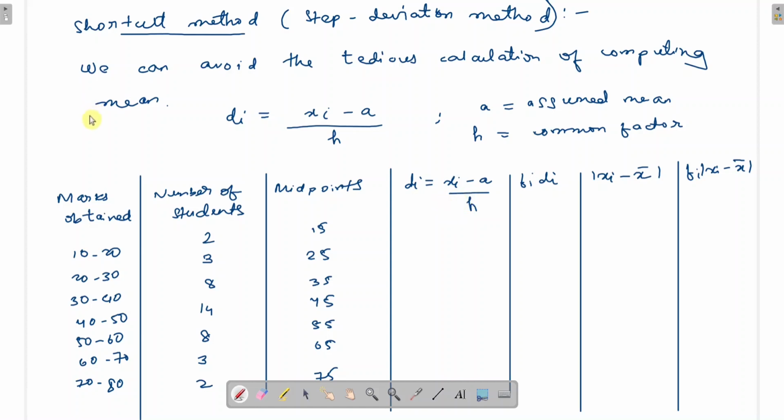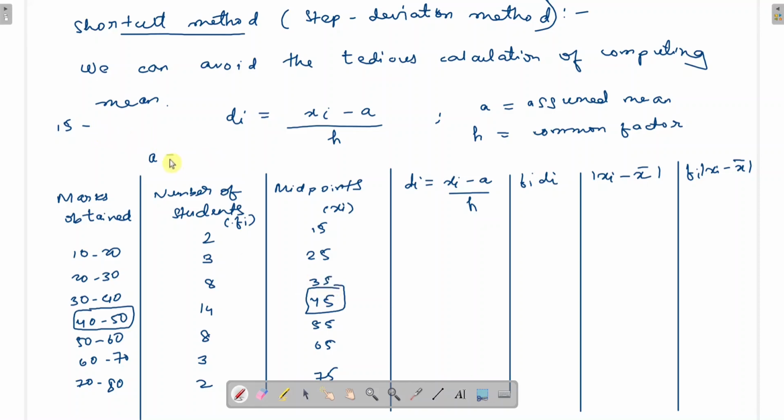So one calculation I will show you here. Xi is nothing but the midpoints, right? This is Fi, this is Xi. So xi minus a will be for the first row 15 minus the assumed mean. Okay, assumed mean is the value which is in the middle of the data. So you can see that this 40 to 50 class is in the middle of the data. So the corresponding xi value will be the assumed mean. Okay, so that is 45.